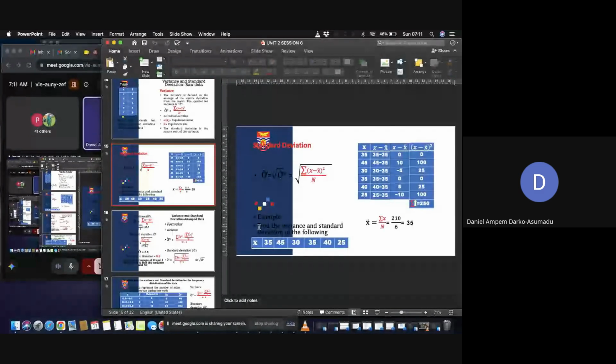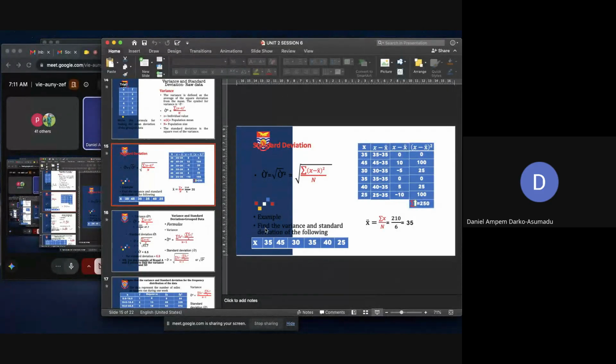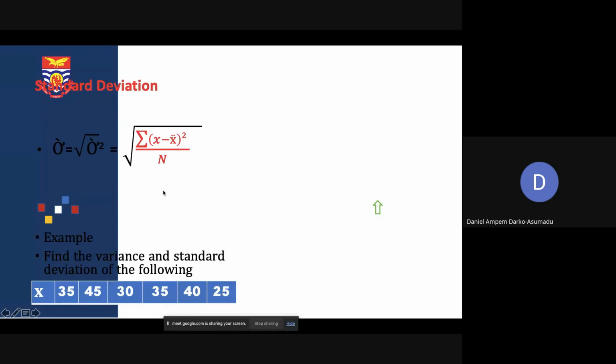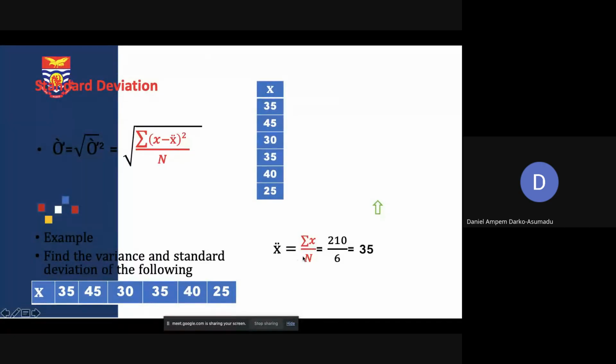Now, assuming I ask you to find the variance and standard deviation of this data: X is 35, 45, 30, 35, 40, 25. In the formula, you have to turn it vertical so that the X values follow like that. This formula needs the mean. The mean is summation X over N. When we add all these X values, we get 210 over 6, which is 35.